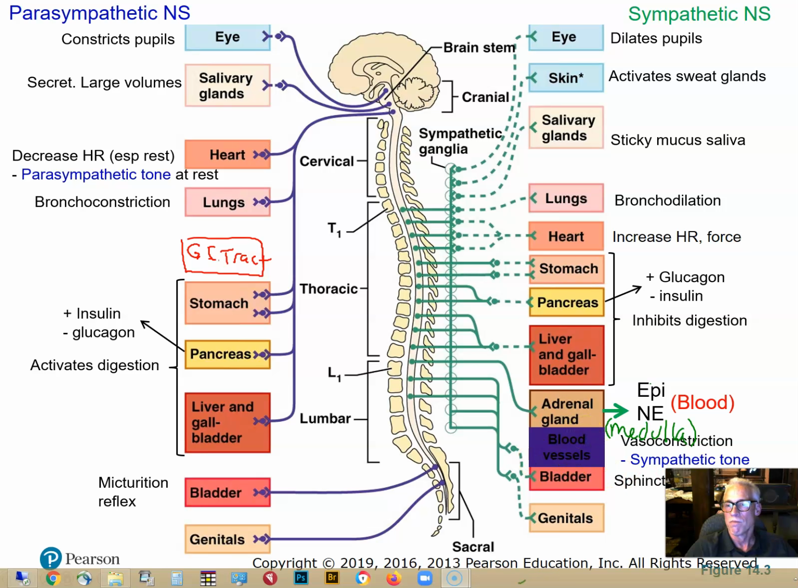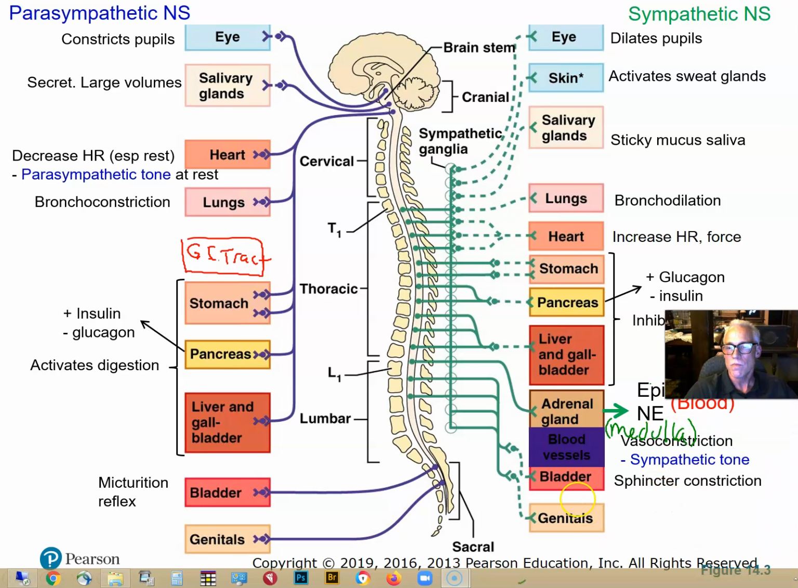The bladder. The sympathetic nervous system causes that smooth muscle sphincter or valve in the urethra to constrict, making it harder to release urine. You may have noticed at times when you've been especially feeling awkward, feeling like it's not the ideal situation, but you really have to go really badly. And sometimes when that happens, you can't pee, even though you need to pee really bad, because of the sympathetic nervous system. Your anxiety is activating that sphincter, and it seals off the bladder.